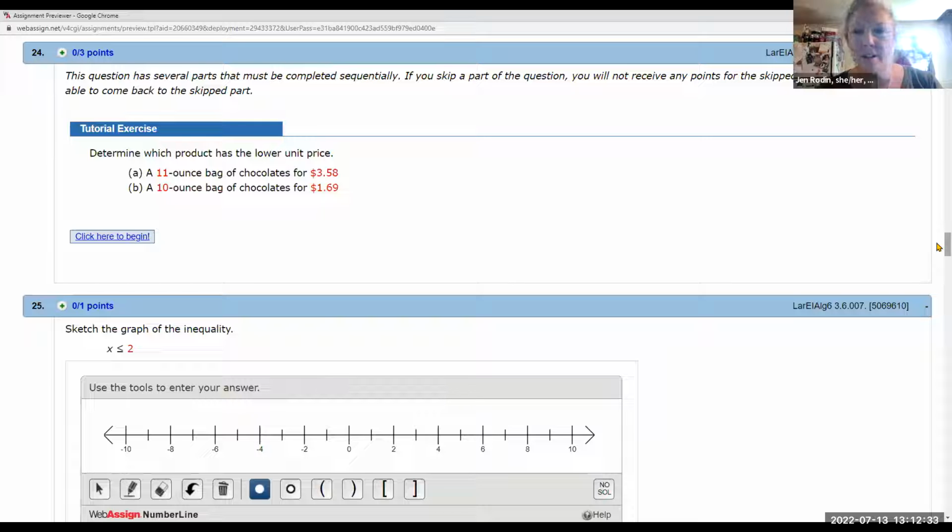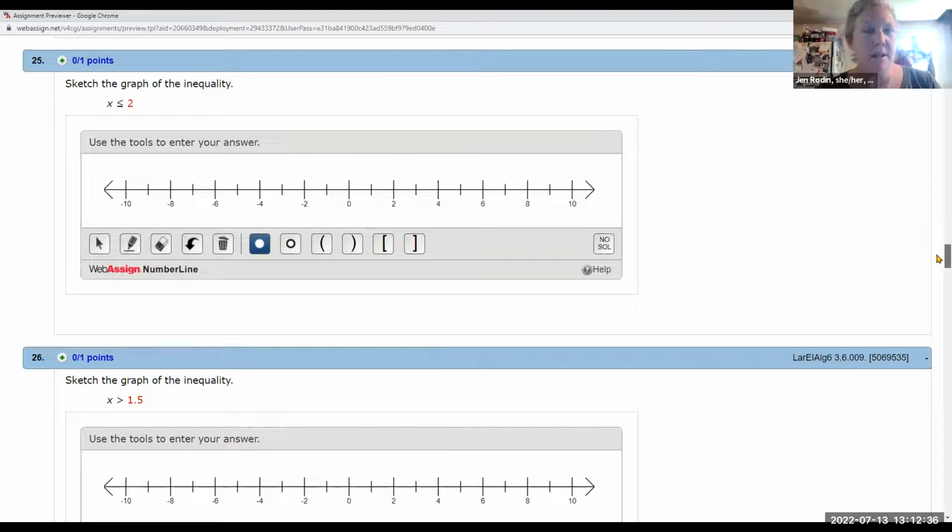All right, moving along down this assignment. If it's x is less than or equal to 2, usually before college, people used the dot, and I've got to move it. So I just wanted to show you how to do that. Like that. That should be right on it.